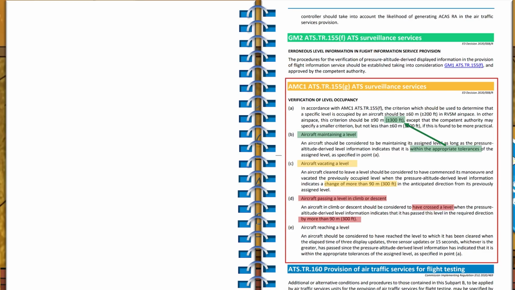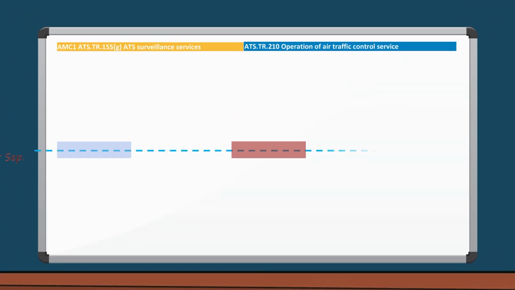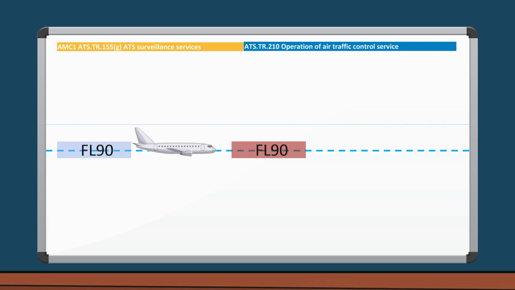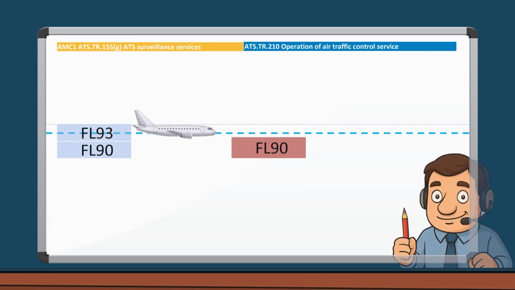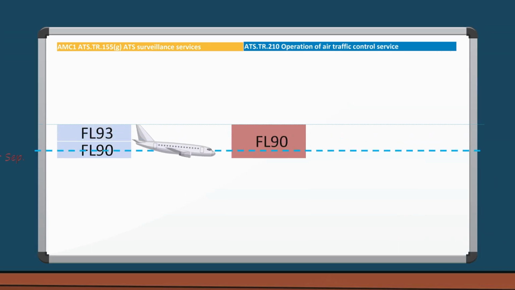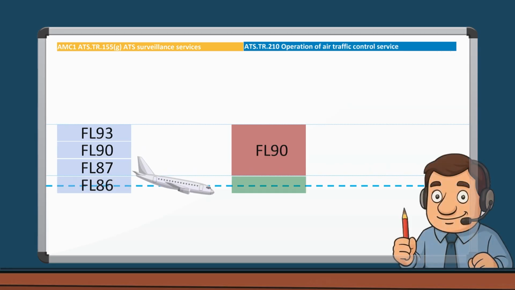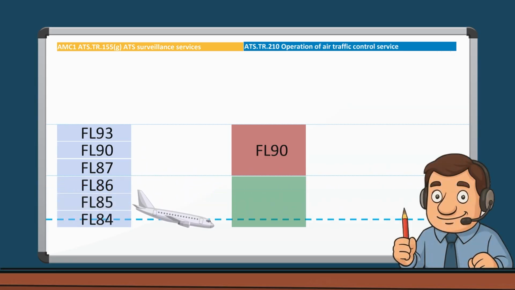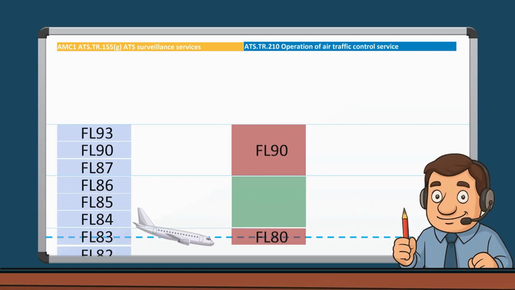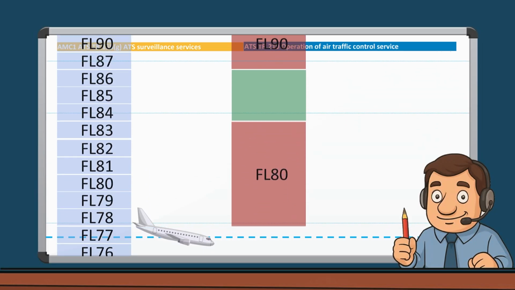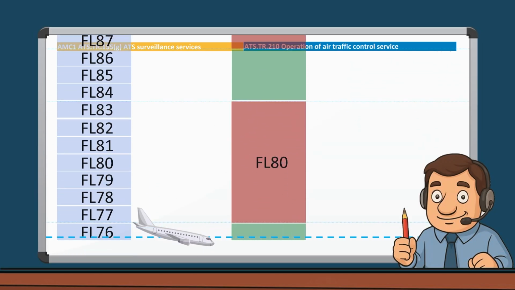What did we just read in these two sections? The implemented rule and the acceptable means of compliance. It means flight level 90, when you're maintaining it, is occupying level 90. Maintaining level 93 is occupying level 90. Descending, reaching level 87 means occupying level 90. Reaching flight level 86, however, flight level 90 is vacated. Reaching flight level 84, aircraft is still descending. Reaching flight level 83, however, flight level 80 is now occupied. And then onwards, reaching level 76, flight level 80 is vacated.